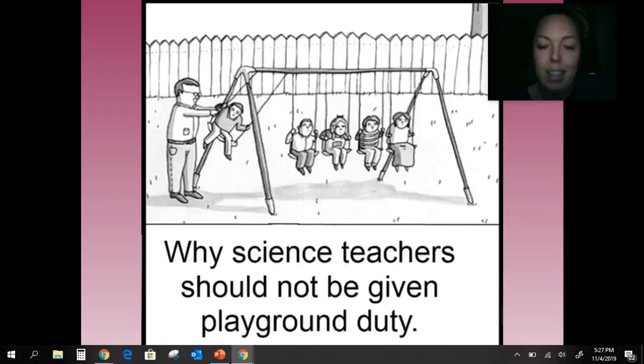All right. This is just adorable. Maybe you've seen this in my classroom before, but I thought I'd throw it in here. Why science teachers should not be given playground duty.